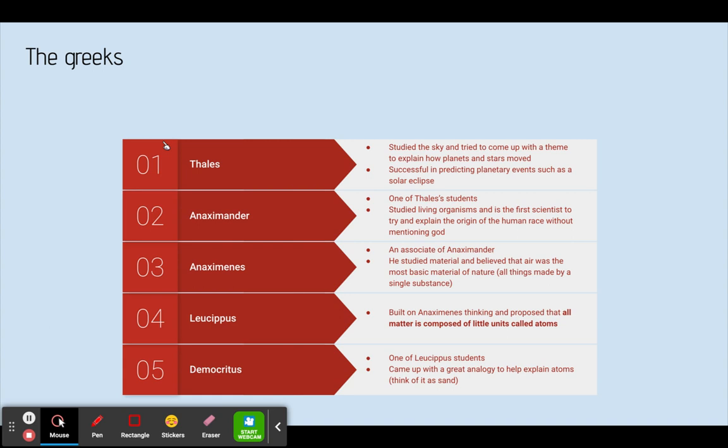The 5th Greek scientist is Democritus, who was one of Leucippus's students, and he came up with a really great analogy to help explain atoms. He thought of it like sand. If you closely pack sand, it'll form a substance.